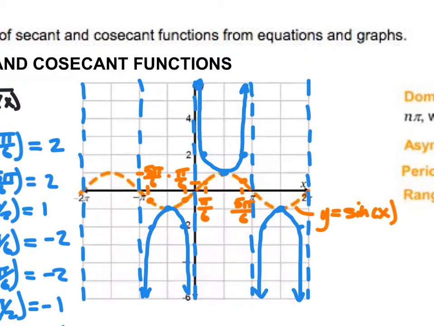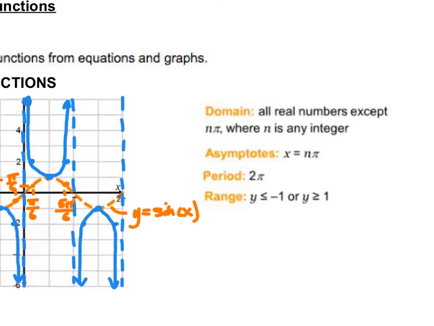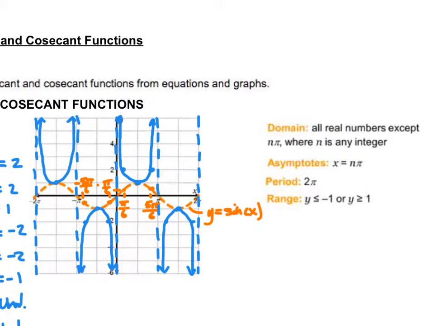And in order for me to graph these, I basically have to look at my parent function, which is my sine graph, and use that to help me graph my cosecant function, okay? So now, let's talk about our domain of this graph. So our domain is any real number except x equals n pi, where n is any integer.